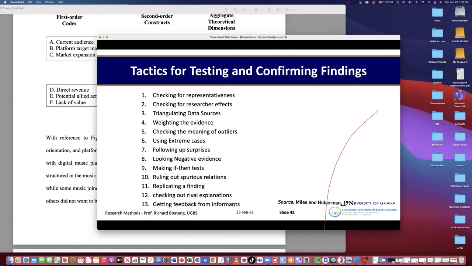Okay. And then looking for negative evidence. Sometimes you may have to also check whether this is too true for you to believe. Sometimes a relationship is proposed, and you find out whether there's another perspective to the issue. Ruling out spurious relations, making if-then tests, okay? Replicating a finding. Trying to see whether you can find other data that can replicate the finding for you. Checking out rival explanations. Why could it have occurred? Any other reason why it could have occurred?